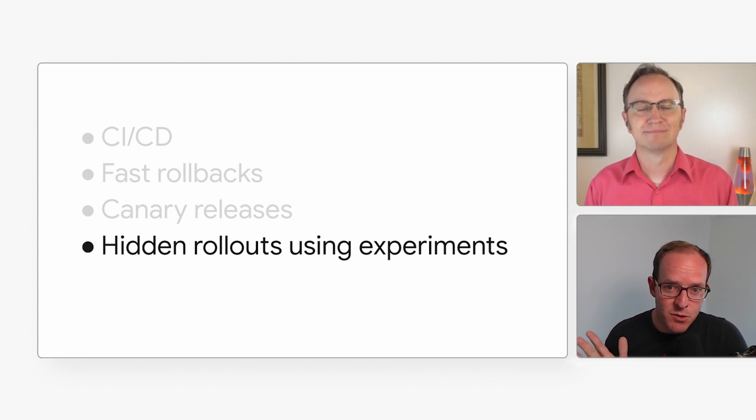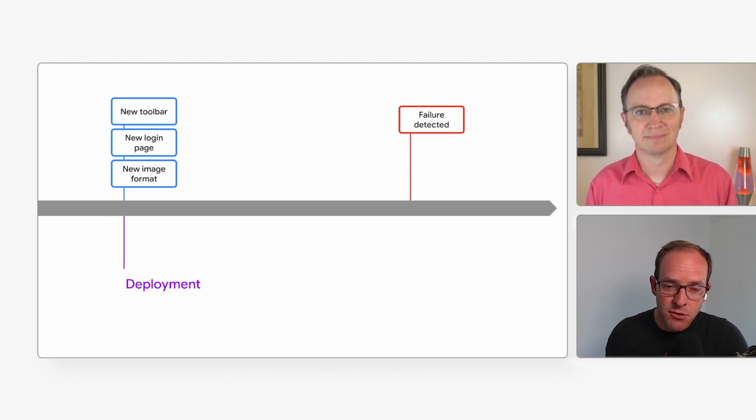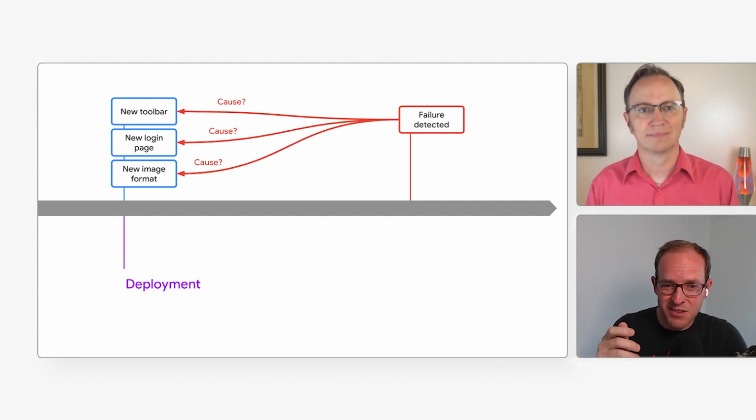Let's say your team is working on the new image format, the new login page, and the new toolbar that we mentioned earlier. If you release all three using a canary release and there's a problem, it may be hard to figure out which of these three features caused it. Should we put the three features in three canary releases, released one after another? We could do that, but as we said, it would take time if we serialized all these new features like that.